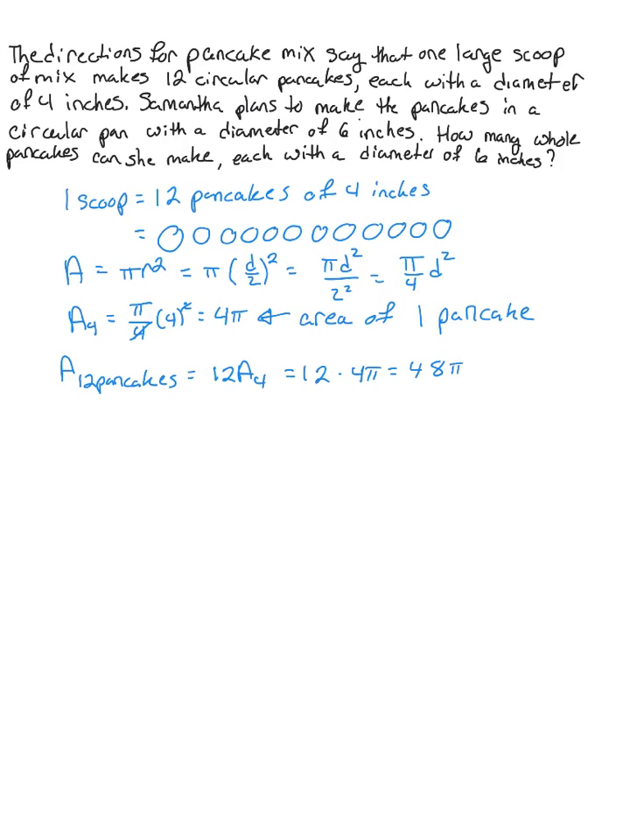Alrighty, so we got that. Now, let's check the area of a pancake with 6 inches in diameter. The area is going to be, again, pi d squared over 4. So if we put 6 in there, we'll get pi times 6 squared over 4. This is pi times 36 over 4. That's going to be 9 pi.